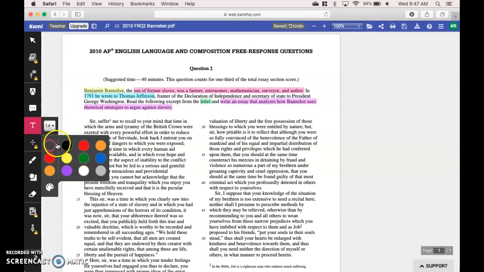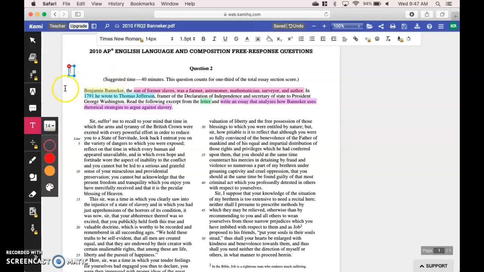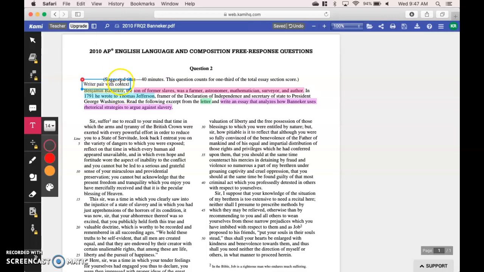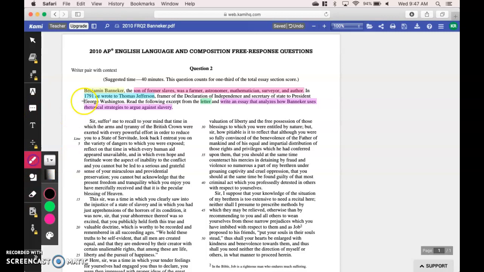So there are a few things I've highlighted here that I know I have to include when I'm thinking about how to conquer the text, and that I'm going to include in my introductory paragraph. The first is we know who the writer is, and we're going to pair that with some context information. The writer is Benjamin Banneker. Even if you don't know who that is in history, they give you enough information here so that you can write about why he's important during this time period.